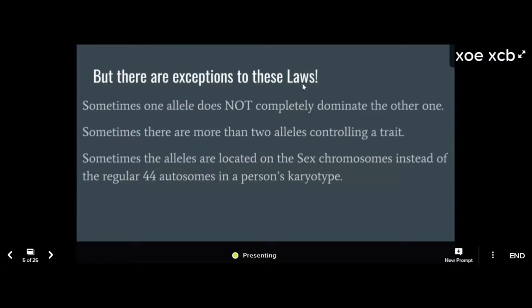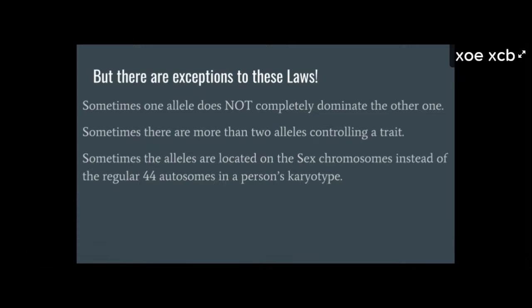All right, but there are exceptions to these laws. Sometimes one allele does not completely dominate the other one. Sometimes there are more than two alleles controlling a trait, and sometimes these alleles are located on a sex chromosome instead of the regular 44 autosomes in a person's karyotype. Remember we said you have 46? The 44 of those are considered your autosomes. And then that last pair, the XY or XX, depending on if you're a girl or guy, is considered your sex chromosomes. And there are traits on there too, and we're going to get into those.